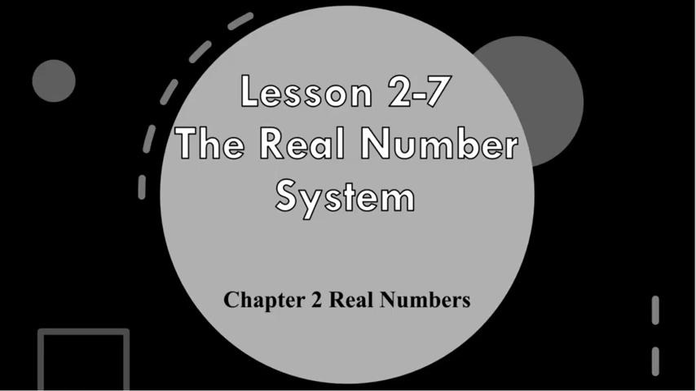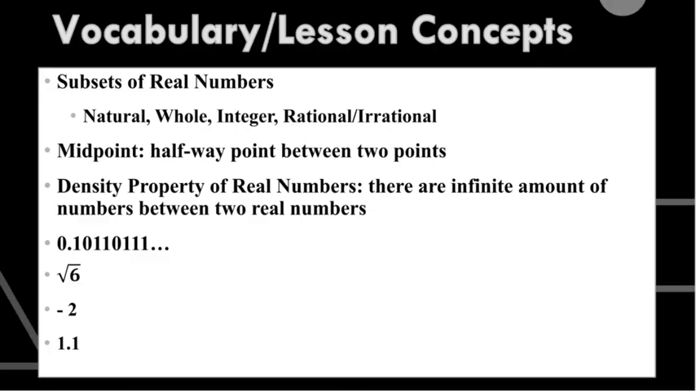Lesson 2-7, the real number system. In this video, we're going to review the subsets of real numbers, be able to identify numbers as which subset they are, then order them from largest to smallest or smallest to largest. And then finally, we will want to find the midpoint, or the average, of two real numbers. So first off, let's go through some vocabulary.